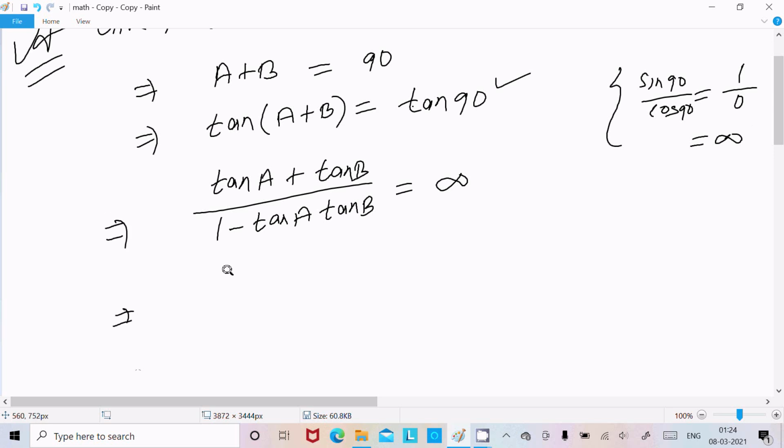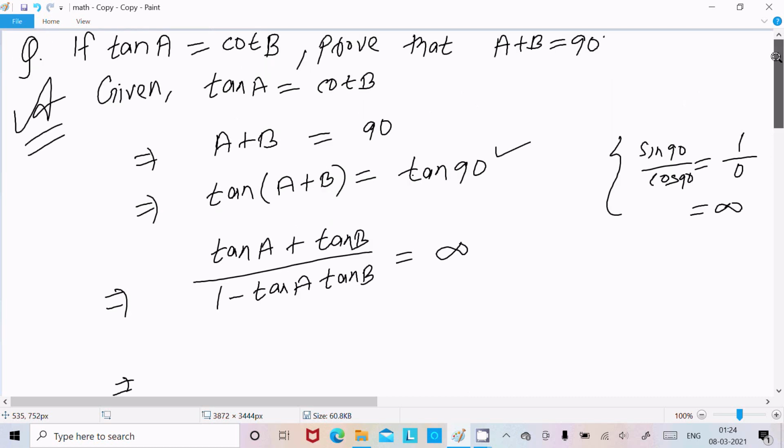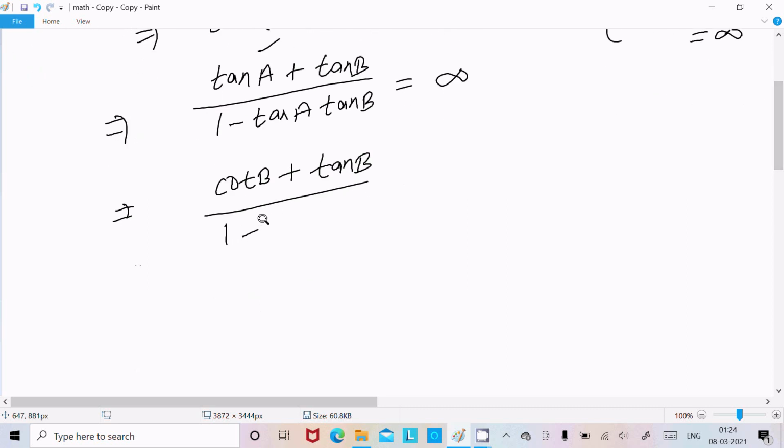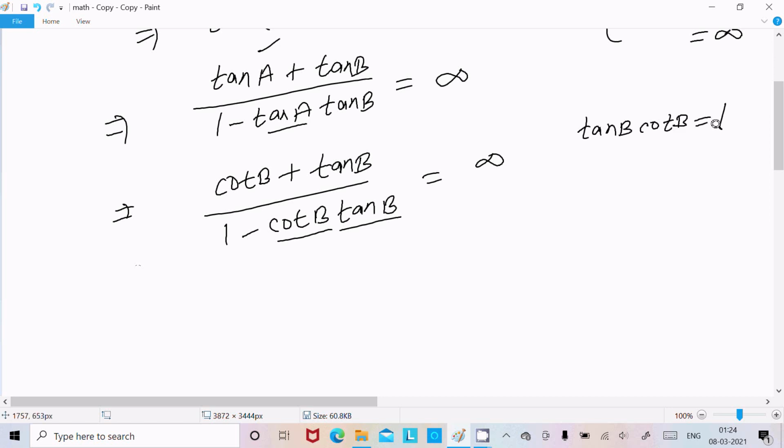Now here after, given is tan A = cot B. So here we can write this one as cot B, and all that I'm going to change in the B form. Now in 1 minus tan A tan B, we can write tan A as cot B, and here tan B. Now this is infinity, so here tan B into cot B, the value is 1, or we can write here tan B = 1 / cot B.